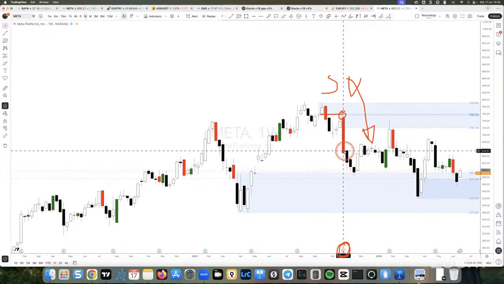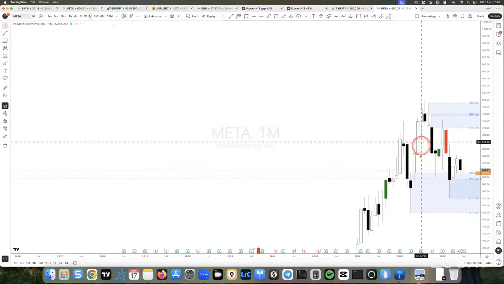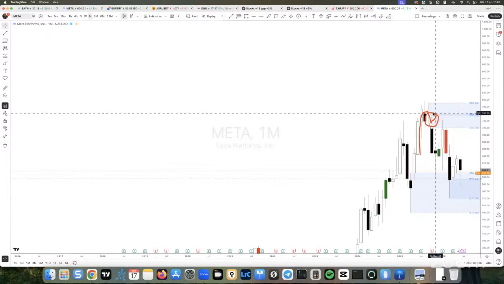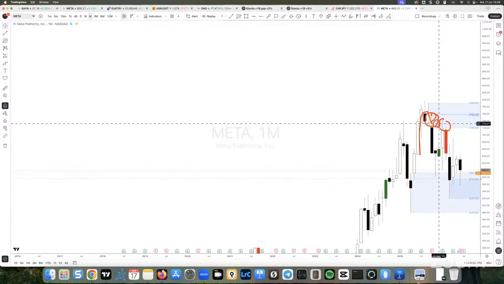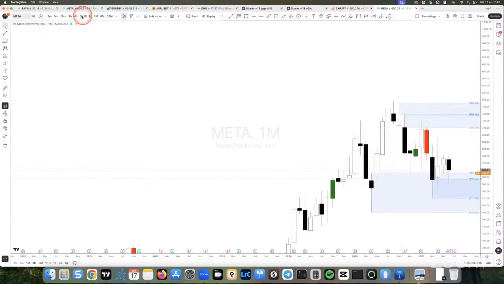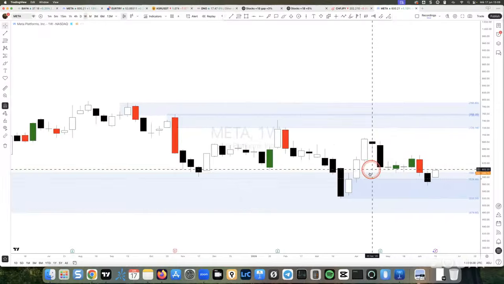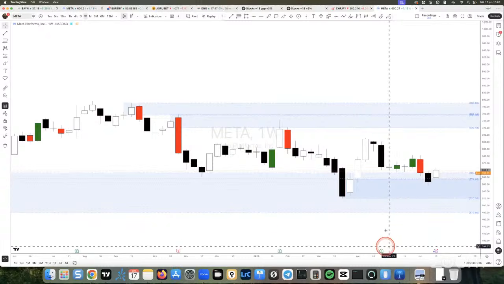And where does it happen? It happens at supply on the weekly after a very strong rally on the monthly, right there. So what happens? Price drops strongly into the demand level where we were going to buy. And we have been talking about this demand level on the weekly, which is in control now, and we're expecting Meta to rally higher, regardless of the earnings.